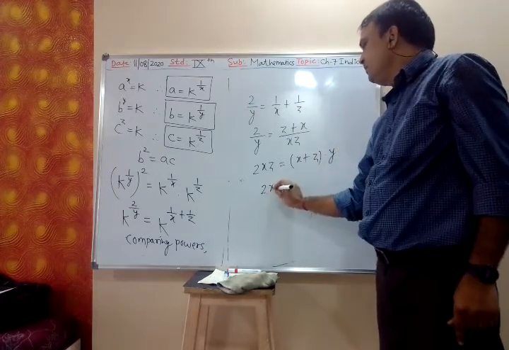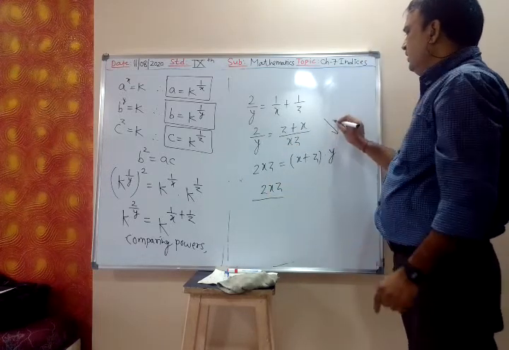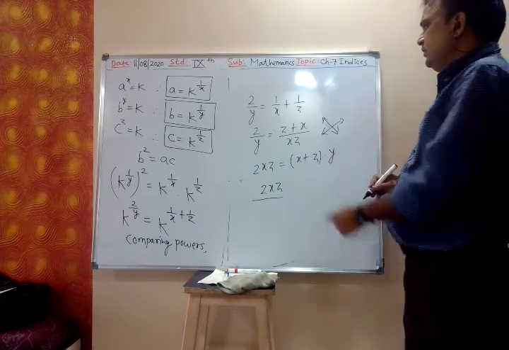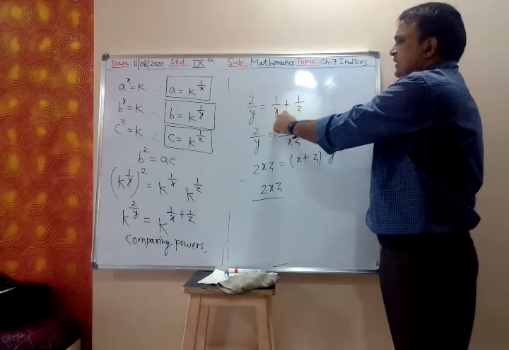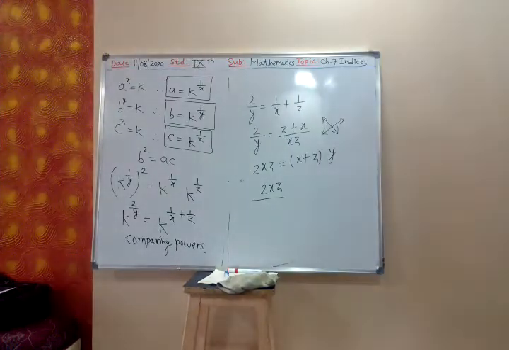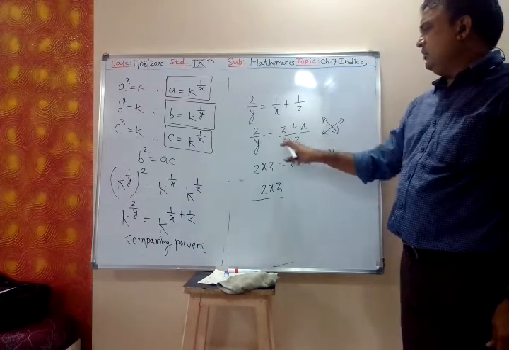I have cross multiplied, no? I have cross multiplied. See, LCM of x and z is xz. LCM of x and z is xz. Cross multiplication first. Now later on we are doing cross.